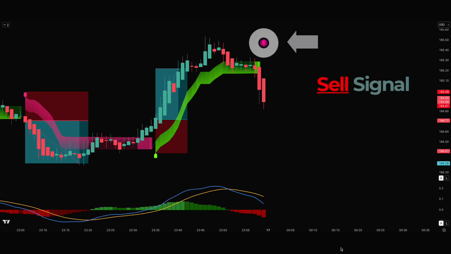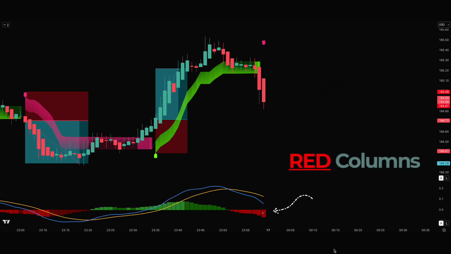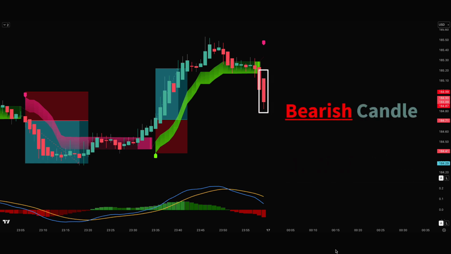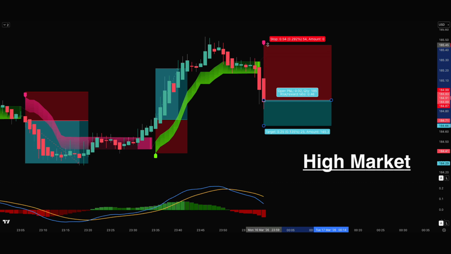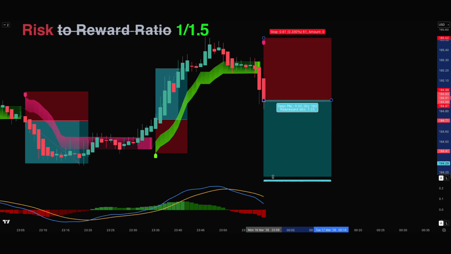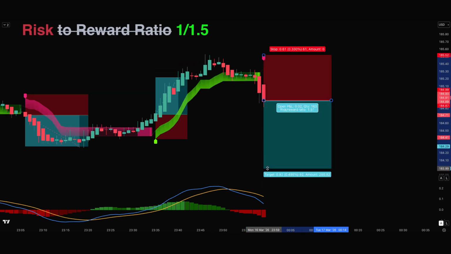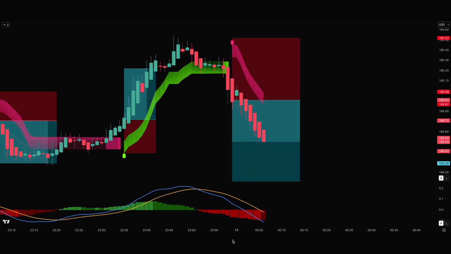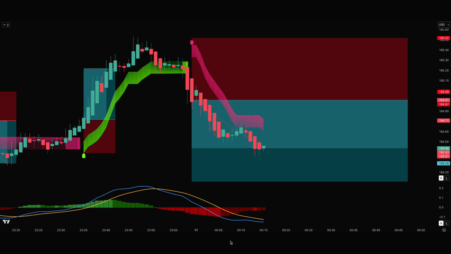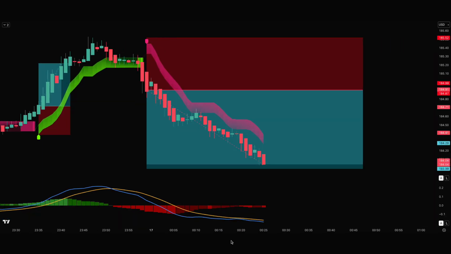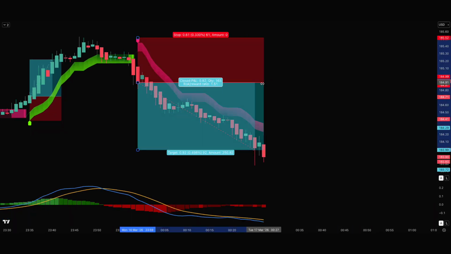Here, the adaptive trend arrow of this indicator gives a sell signal. Here, the MACD divergence shows red columns. Here, the market has made a bearish candle to give confirmation. So all our conditions are being fulfilled, so we are placing an order to sell. Our stop loss is to be placed at the previous high of the market, and the risk-to-reward ratio will be 1:1.5. Let's see what happens to our trade. Our trade is running in profit. We have won the trade. Let's find the next trade.